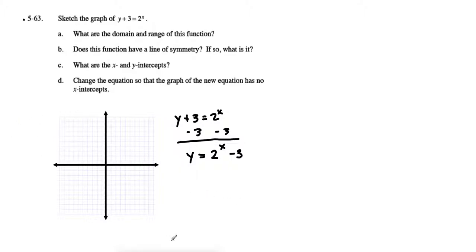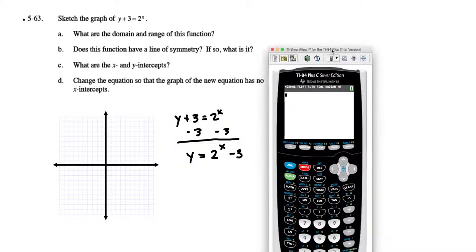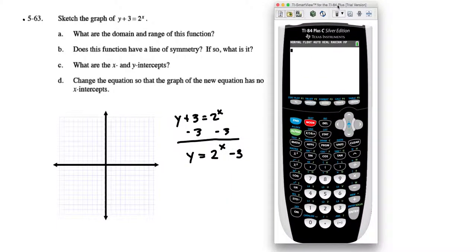I'm going to come up with my points using my graphing calculator. I'm going to go to y equals and type in my function: 2 raised to the power of x minus 3. I'm going to graph it. So I can see I've got an exponential curve here that's going up. So I've got exponential growth.